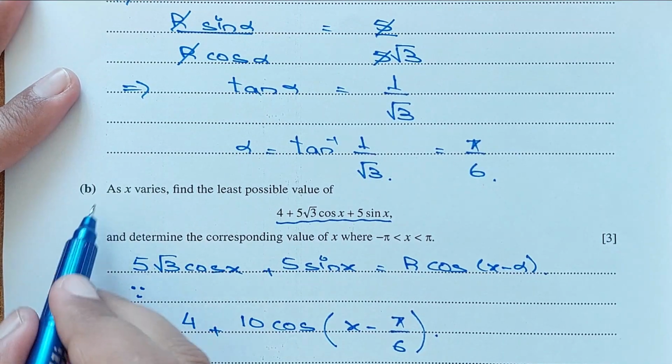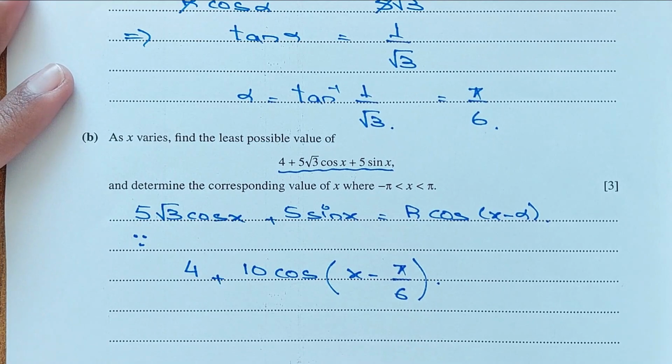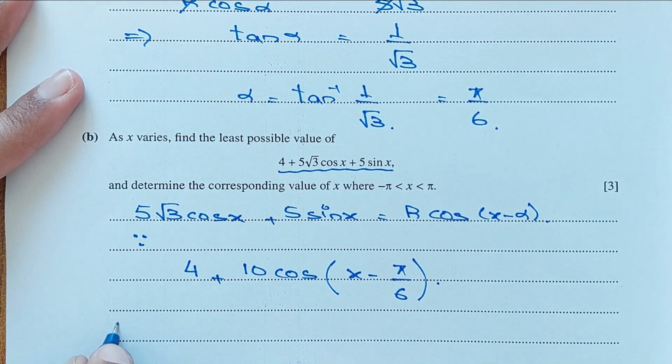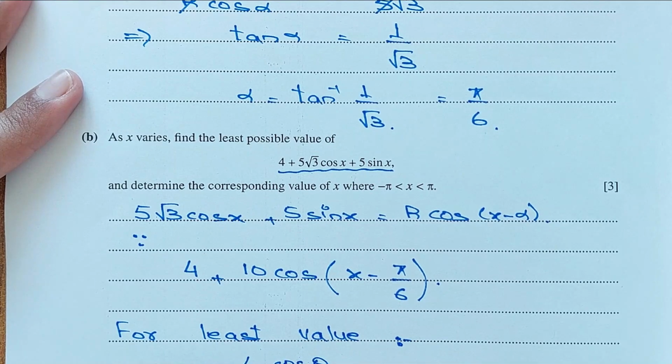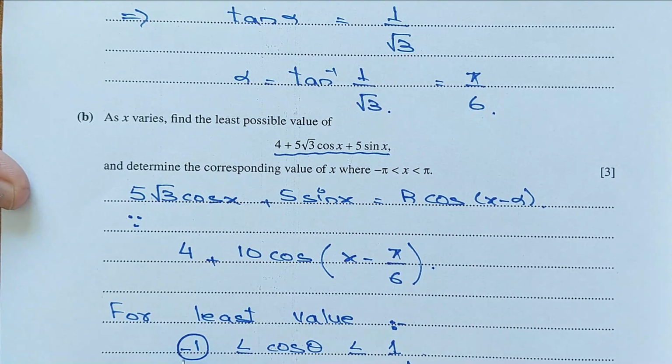We are given that as x varies, find the least possible value of this expression and determine the corresponding value of x. For the least value, we have to take this cos. We know that cos theta lies between -1 and +1. Now the least value of cos is -1.